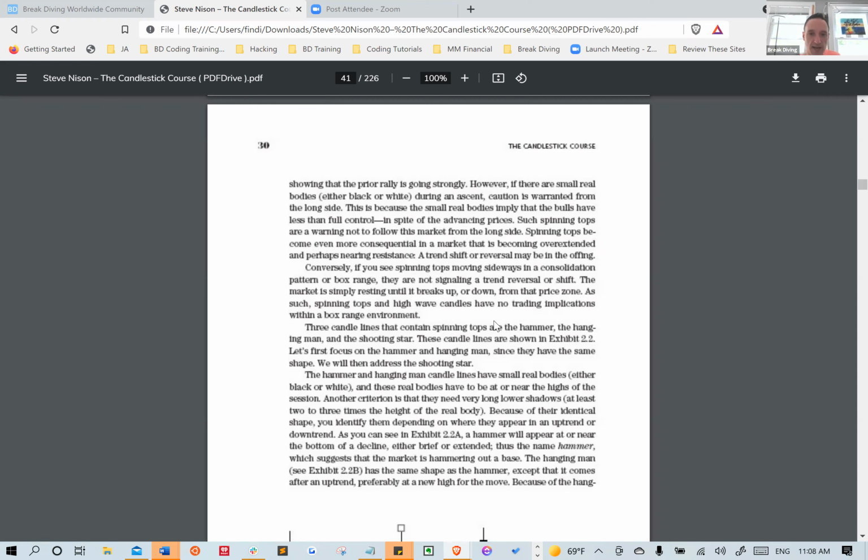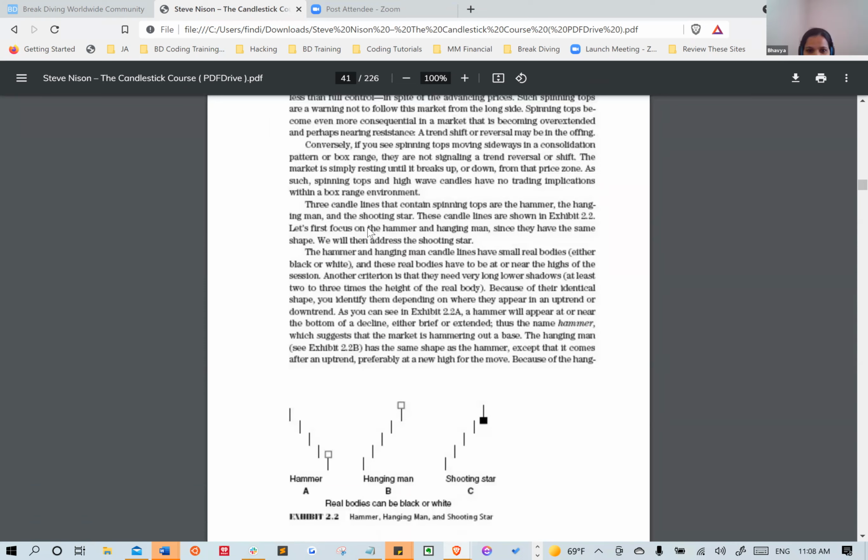The three candle lines are the hammer, the hanging man, and the shooting star. These candles are shown in exhibit 2.2. Let's first focus on the hammer and the hanging man, since they have the same shape. We'll then address the shooting star. I see, it depends where they happen. And now you do have to look at the tail. The hammer and hanging man are the exact same thing, just in a different position.